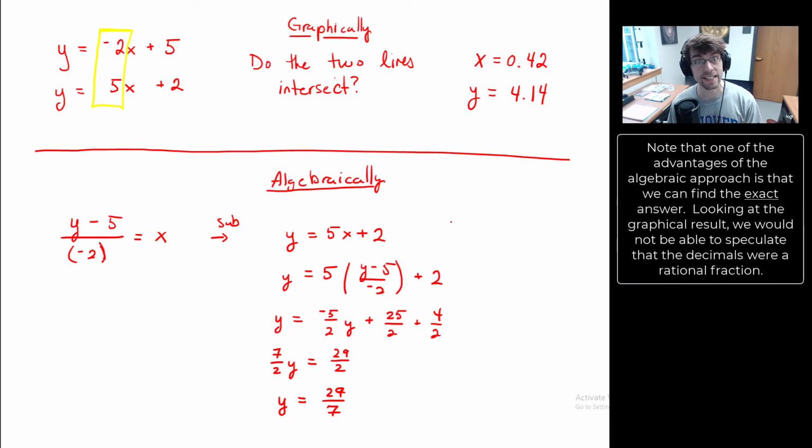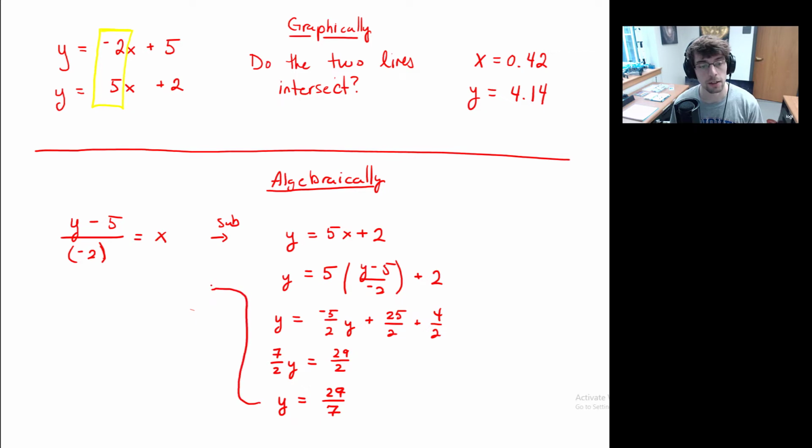Of course, we're not done yet. Right? Oh, but wait, there's more. We have to back sub. Now that we have the value of y, we will want to sub back in. So I'll come back up here. We need to sub back in to get our value of x.